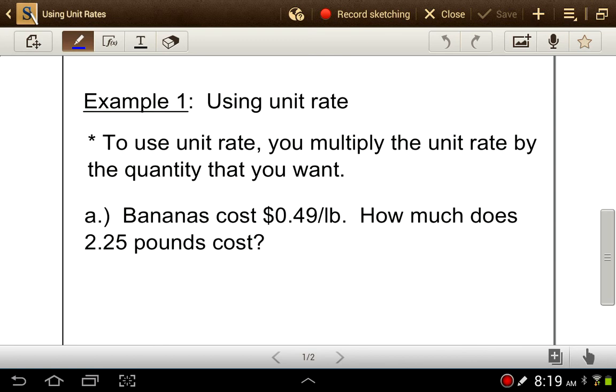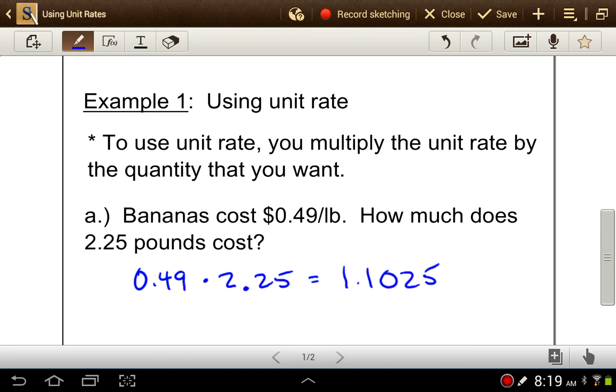Example A, bananas cost 49 cents per pound. How much does 2.25 pounds cost? Okay, so we're just going to multiply the cost of the bananas per pound, 0.49, and we're going to multiply that by how much we want, 2.25. I'm not going to use the labels for now because that's going to be a little easier to multiply. I take out my calculator and I get this as my answer.